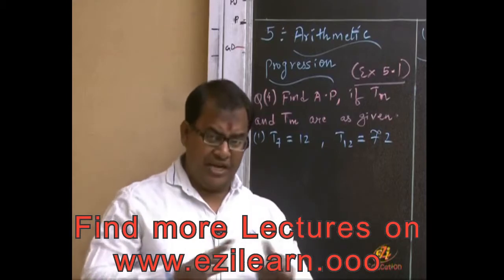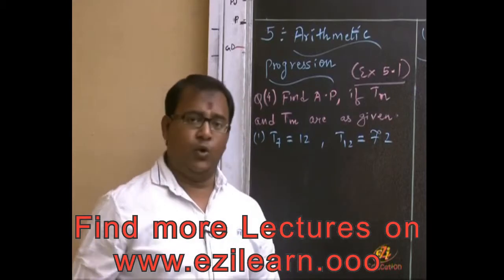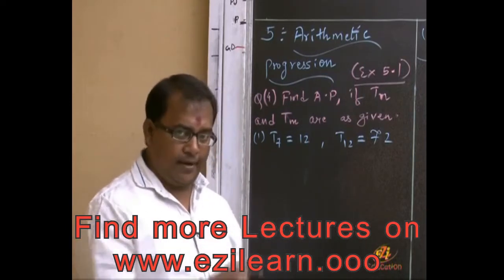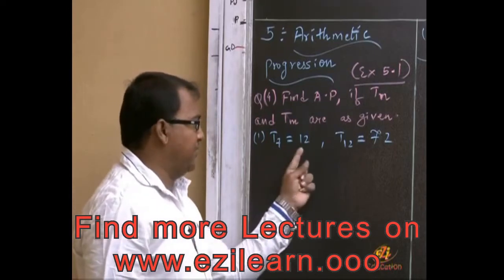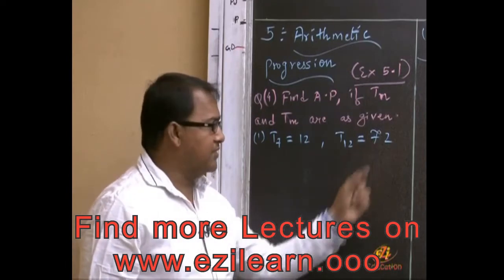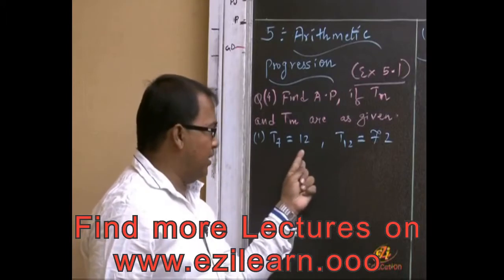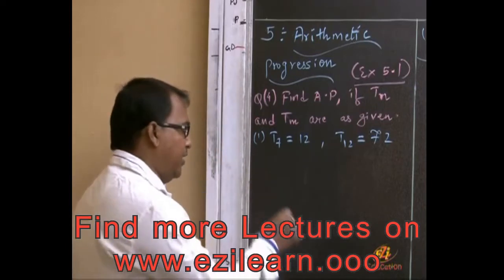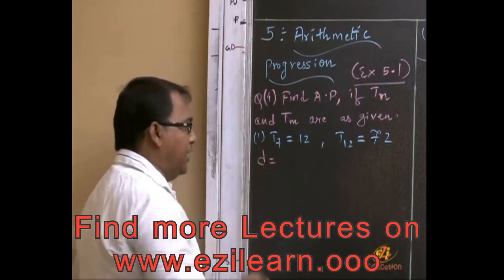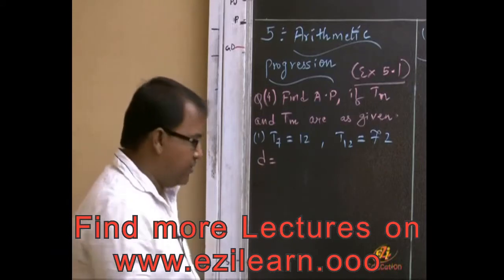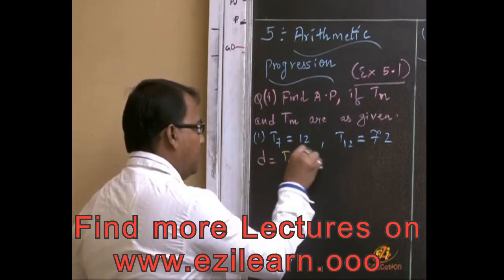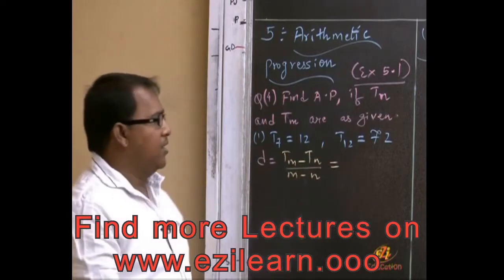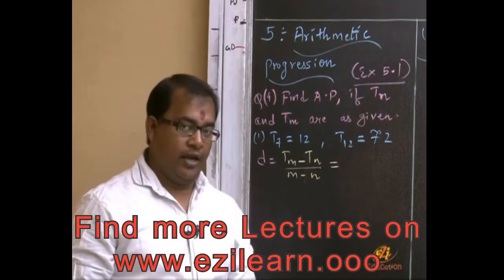Now Tn and Tm can be any terms. It's not mandatory that one will be the 5th term and the other the 10th, or that one is 8 and the other 10. No, it can be any 2 terms of the AP. Here, T7 is 12, that is Tn is 12, and T12 is 72, that is Tm is 72. For that, I'll give you one shortcut technique to find D. The formula of D is Tm minus Tn upon m minus n.